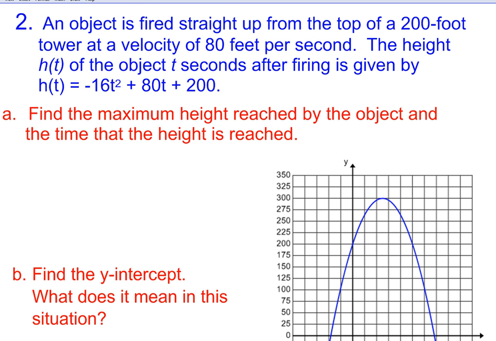If we look at the next problem, it says an object is fired straight up from the top of a 200-foot tower at a velocity of 80 feet per second. The height, h of t, of the object t seconds after firing is given by the following equation. So think about it. You're standing on a tower and you fire this object. So that's where they're getting that parabola look from. Obviously, when we draw the parabola, we're going to add this piece to it. But since there's a tower there, they're throwing it off the tower. So it's going to have that arcing of a parabola. It's going to shoot up and then come down with gravity.